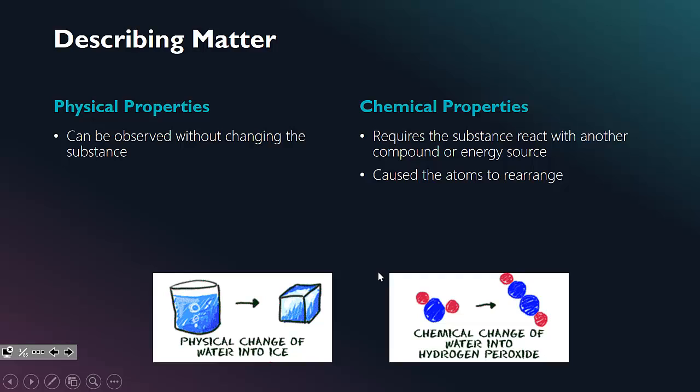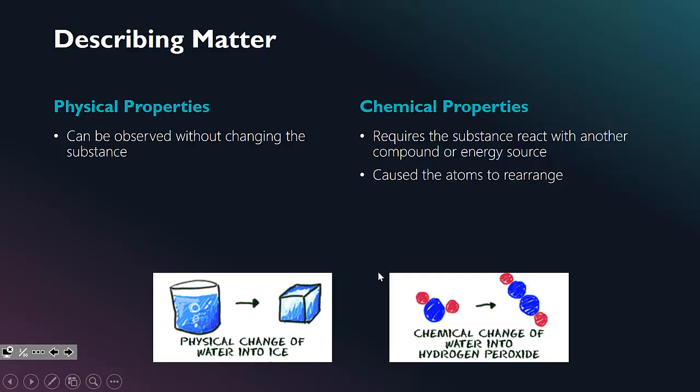A physical property is something you can observe without changing the substance. So for example, the mass of an object, its volume, its density, its boiling point, its melting point, those are all physical properties. When you are finished with your measurements, you have the same thing you started with. Phase change is also a physical property. So if I start with ice and then I look at its phase and it becomes water, that is still water. It was either frozen or solid. It's still the same substance.